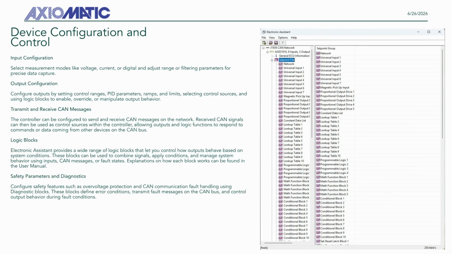Programming involves configuring inputs and outputs, setting up CAN messaging, and utilizing logic blocks to define system behavior. You can also implement safety diagnostics to protect your controller and machinery.